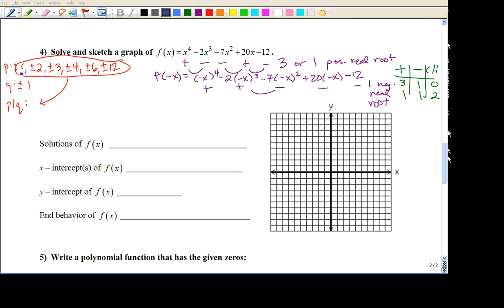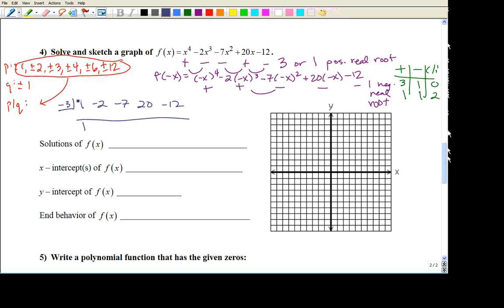First, I tried negative 1 using synthetic substitution with my polynomial. Did not work. Negative 2 did not work. But whenever I used negative 3, I'll show you that that one works, to prove it to you in case you were doubting me.